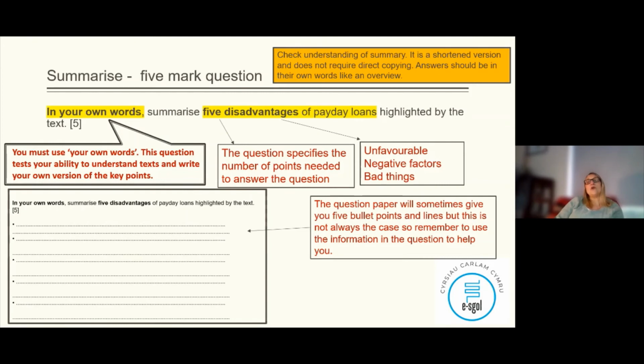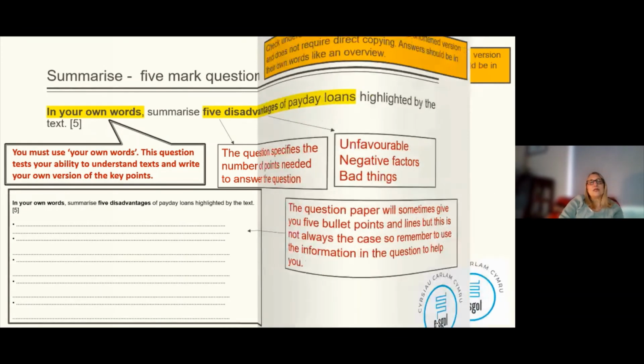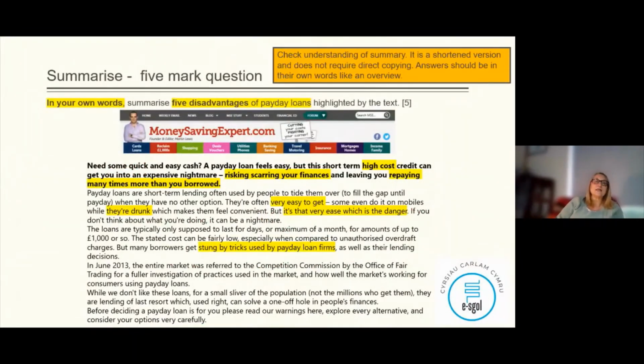Now the question paper will often give you 5 bullet points, sometimes it doesn't though, so just be aware that it's just bullet points that they want on this. They don't want reams and reams of information. It is a summarise. You're shortening the information into 5 sentences really. So we'll have a look at what I've done here. First of all, I've highlighted the text. Remember, I'm looking for disadvantages.